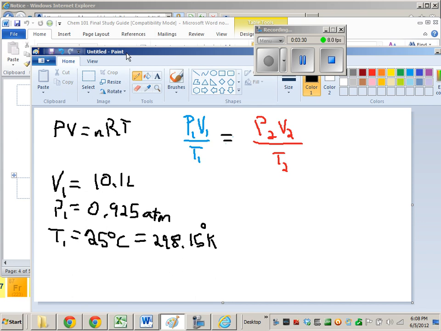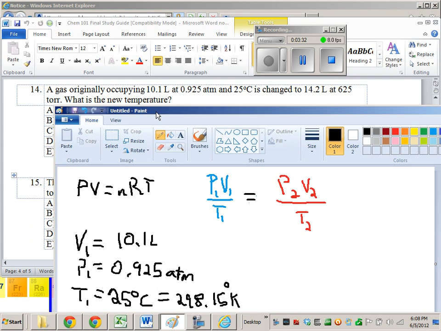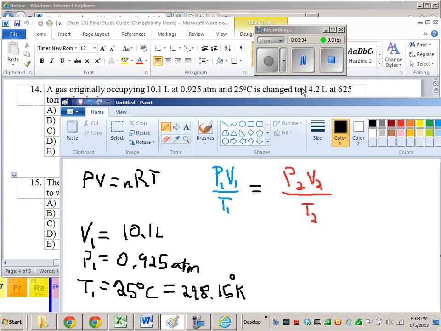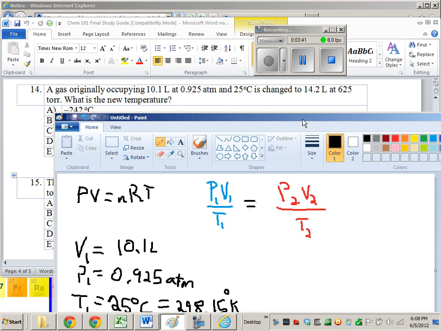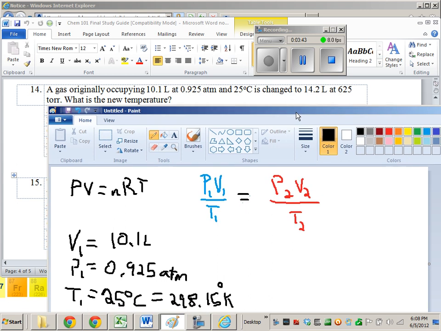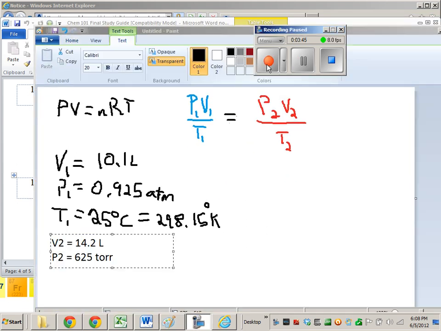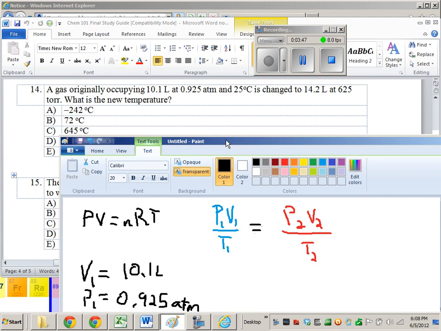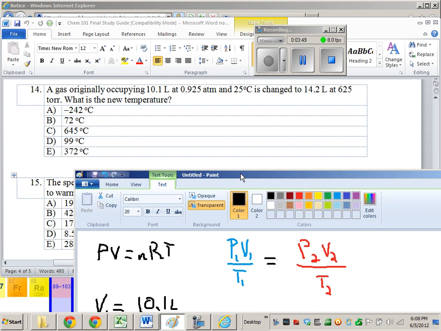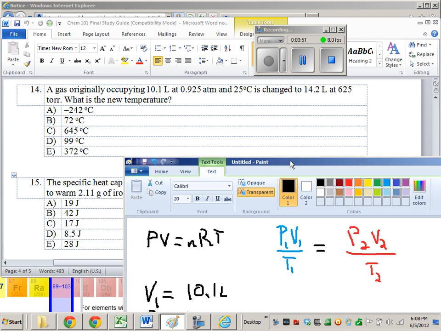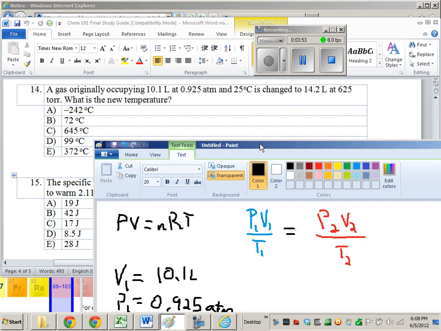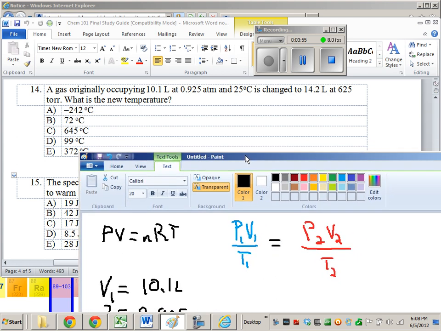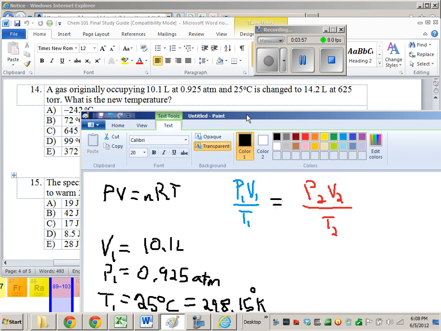Okay, so we have more information to put down. There's just a lot in this problem. Our final volume is 14.2 liters, and our final pressure is 625 torr. It's probably a good idea that when you do these problems, you look at the answer choices first. I didn't. So I'm looking at these answer choices. They're all in degrees Celsius.